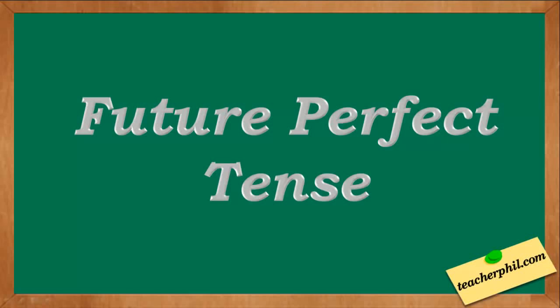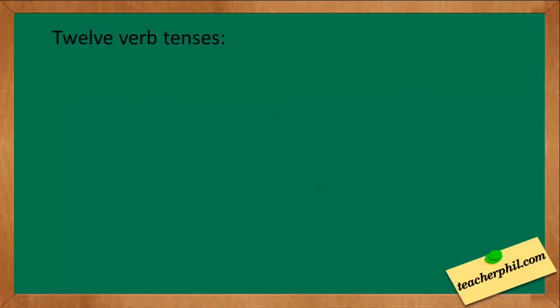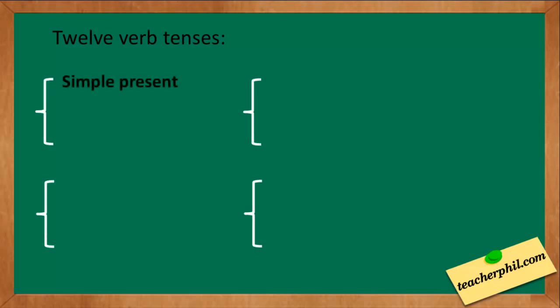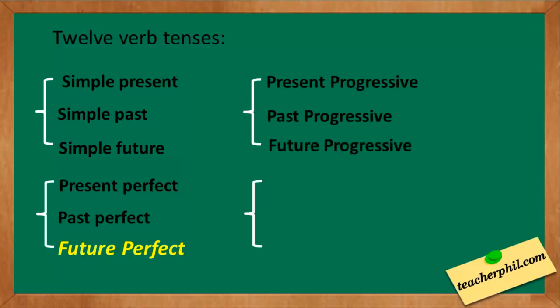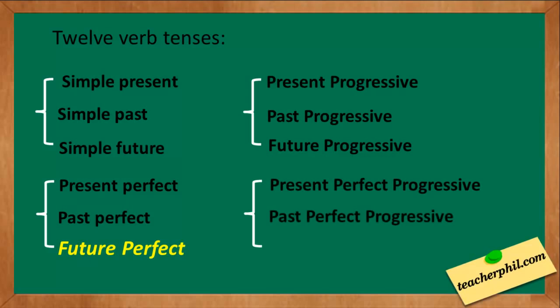Future perfect tense. The 12 verb tenses in the English language are the simple present, simple past, simple future, present perfect, past perfect, future perfect, present progressive, past progressive, future progressive, present perfect progressive, past perfect progressive, and future perfect progressive. This lesson will talk about future perfect.